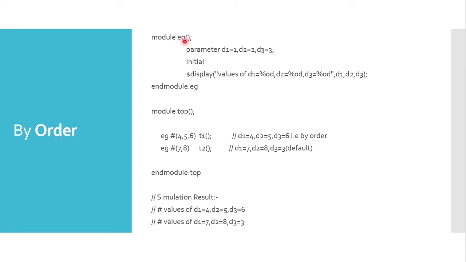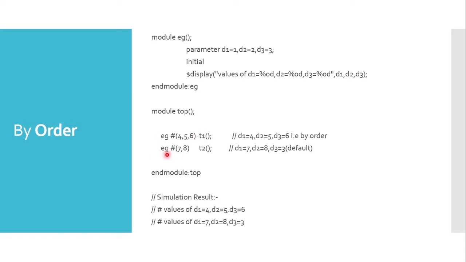Now see, overriding the parameter by order. Same example, module example, parameter I am declaring d1 equal to 1, d2 equal to 2, d3 equal to 3. Within initial I am displaying the values of d1, d2, d3. Endmodule. In another module, module top, this example, the name of the module, hash, within parenthesis I am passing the values 4, 5, 6. This 4 will override this 1, this 5 will override this 2, this 6 will override this 3, and t1 is the instance name.